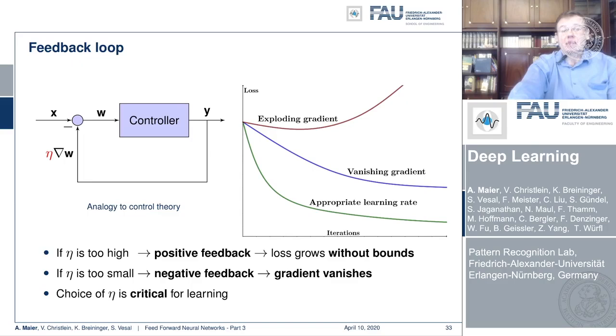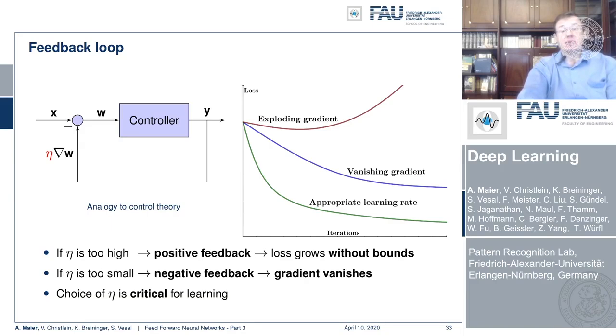Now what can we do about it? Remember our feedback loop. We have this controller and the output where we compute the gradient. And you see that there is this value of eta. So if we have eta too high, it will create positive feedback. Then this will result in very high values of our updates. And then our loss may really explode. So even if our eta is too large, we may have an increase in the loss function, although we seek to minimize it.